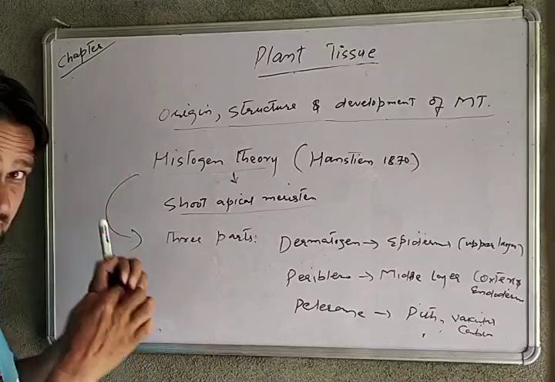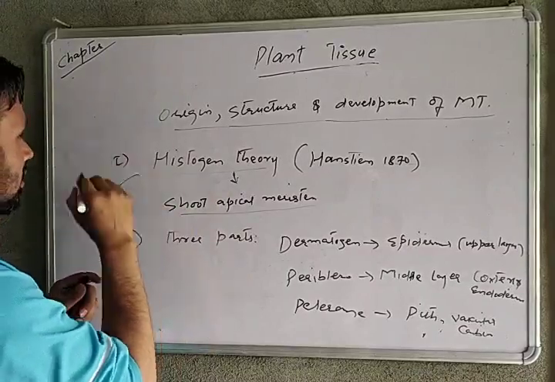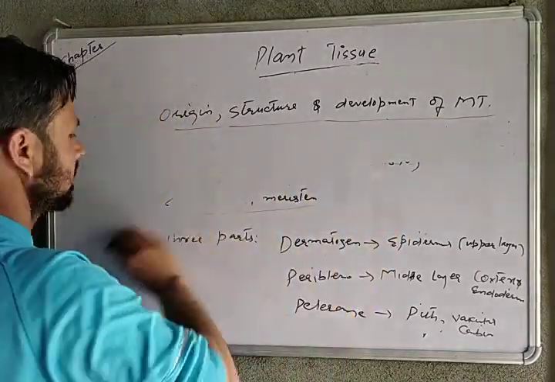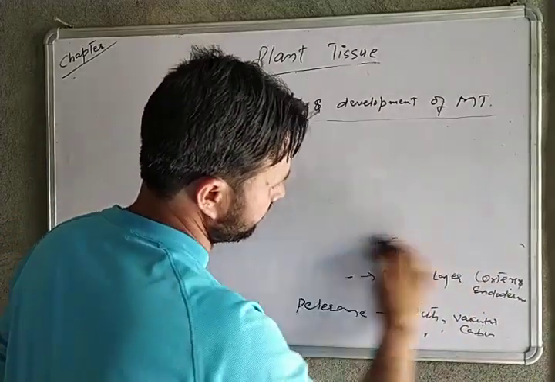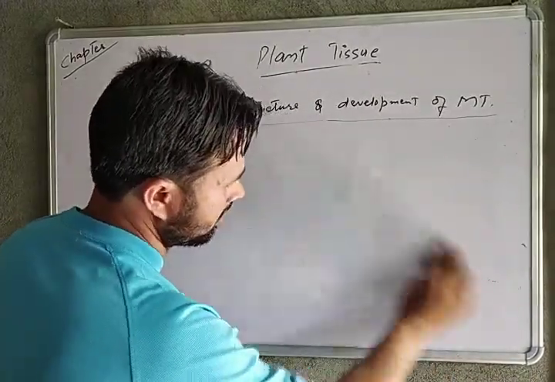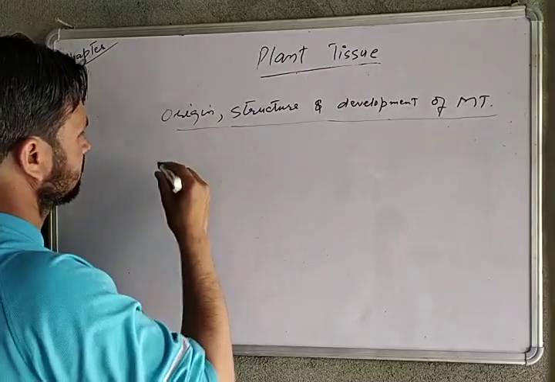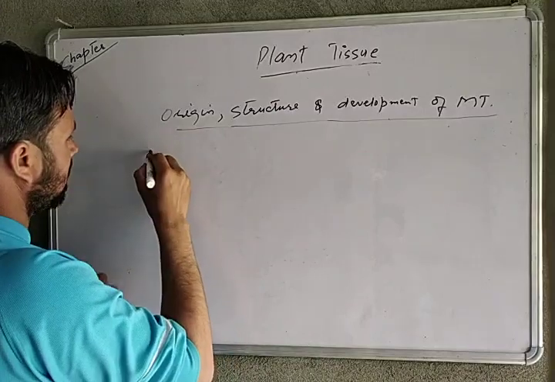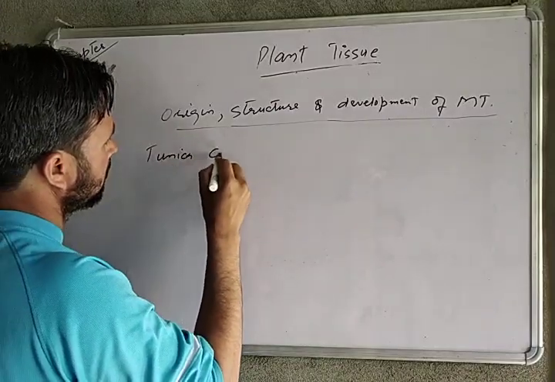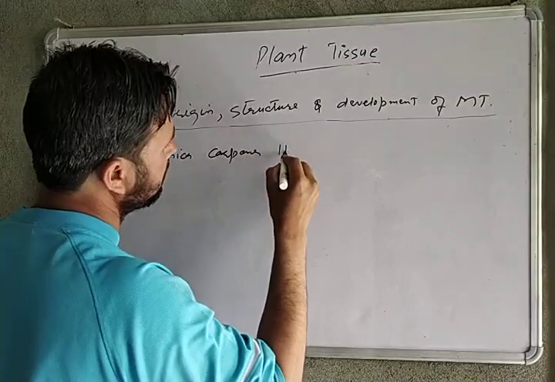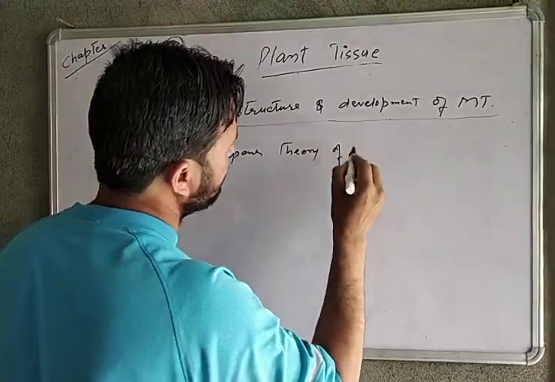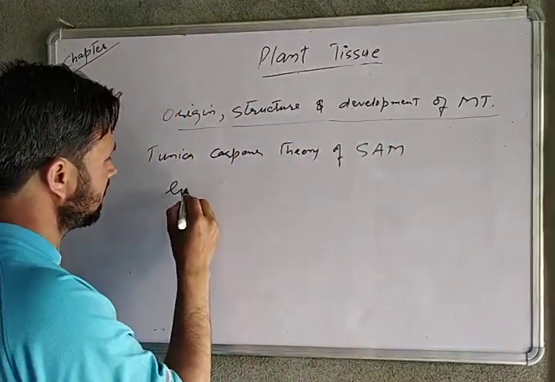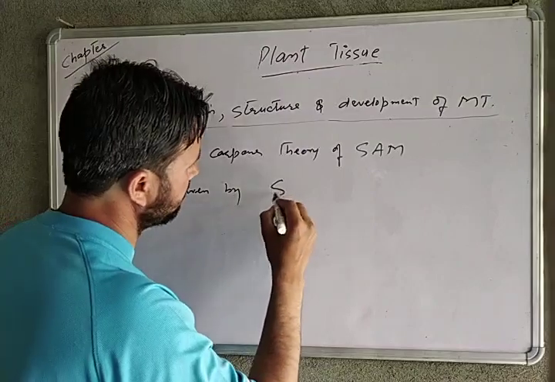Second acceptable theory. This was the first acceptable theory, and the second, which is the most acceptable and reliable theory, is the tunica corpus theory. Tunica corpus theory of shoot apical meristem. It was given by Schmidt.